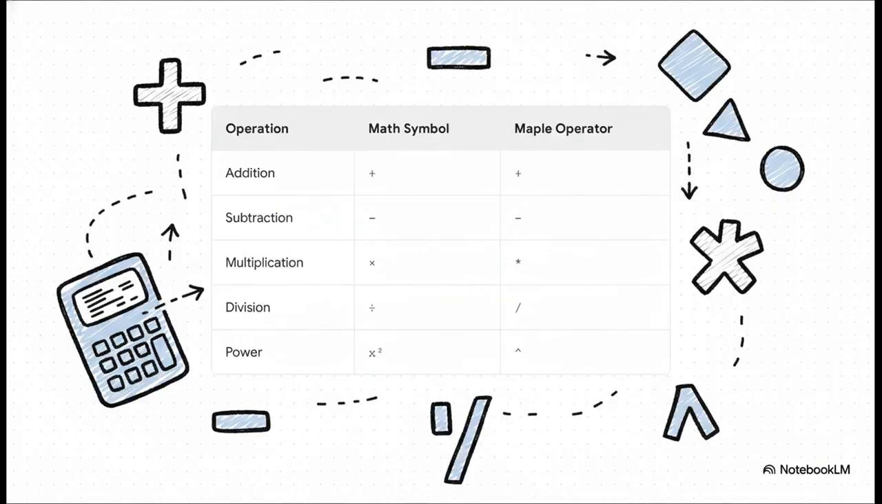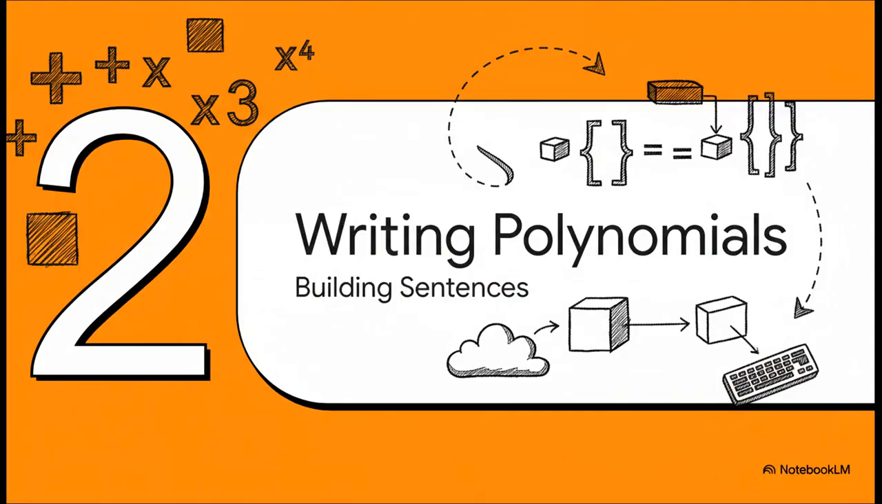And here it is, all in one spot. This is your essential cheat sheet for speaking basic math to Maple. Plus, minus, asterisk, slash, and caret. It might not seem like much, but with just these 5 operators, you can build an incredible amount of stuff. Okay, so we've learned the basic words. Now it's time to start putting them together to form complete sentences.